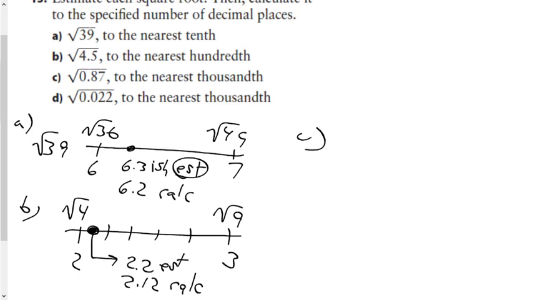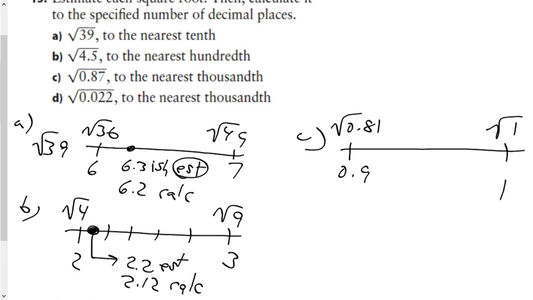Question C, square root of 0.87. This is trickier. This is much trickier. The square root of 0.81 is 0.9. And the square root of 1 is 1. So there's our number line set up. Where would the square root of 0.87 be?